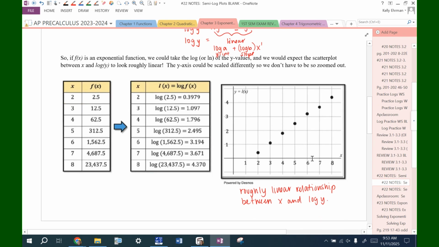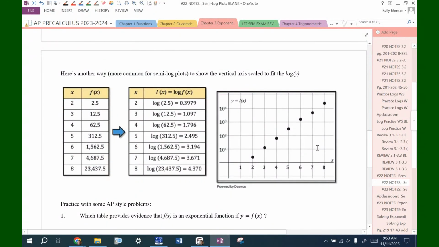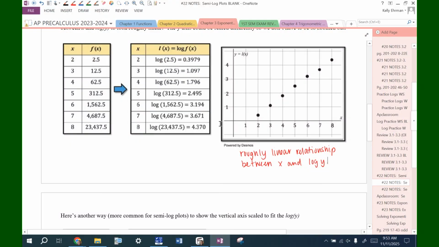All right, so let's take a look at another way to look at this. Notice that the scale has changed. So here the scale for the y's was 0 to 4 because our numbers went from 0.39 to 4.3.